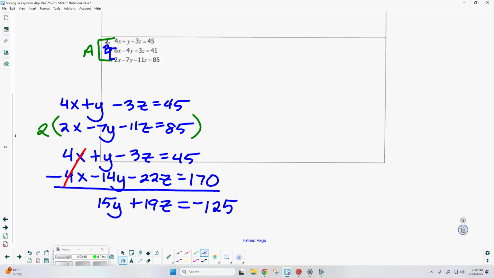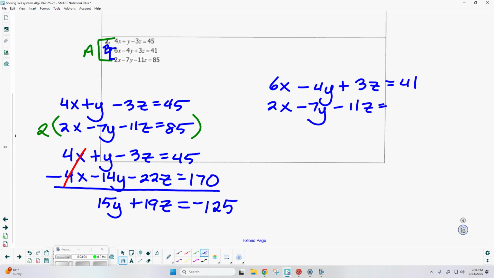All right. Now let's go ahead and set up the other 2. So I've got 6x minus 4y plus 3z is equal to 41. And we've got 2x minus 7y minus 11z is equal to 85. Okay. So how would you recommend I do this one? Let's multiply the bottom by 3.